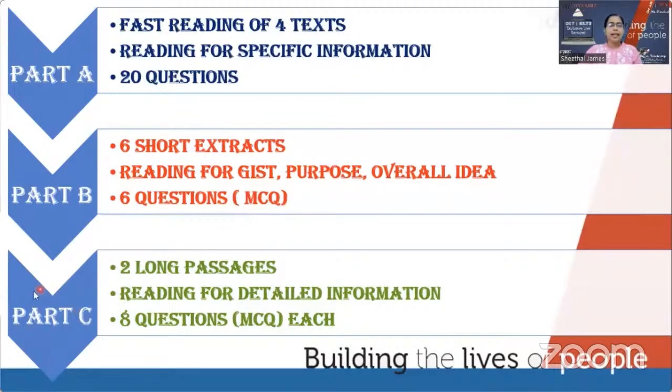Then coming to Part C, for most of you it's a very difficult part because here you need to understand in detail about each paragraph to get the correct answer. Here there will be 2 long passages. You will be reading the passages for detailed information. There are different types of questions also, and I'll tell you the types. With each extract, there are 8 questions, and with each question, 4 options.